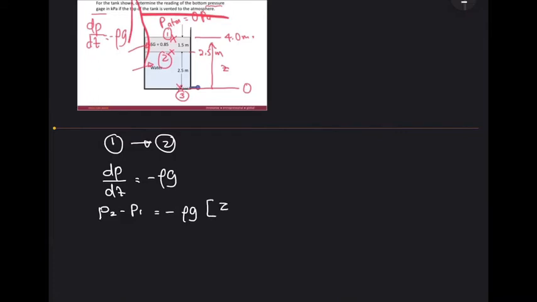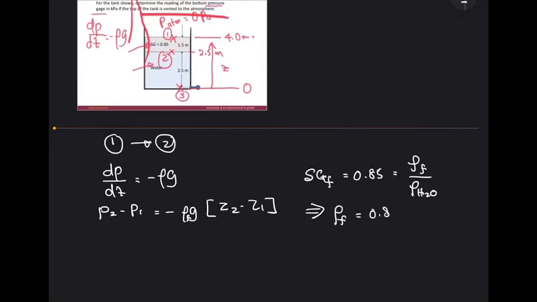And then you have your z2 minus z1, okay. And the fluid between 1 and 2 is not water, all right. So you need to change this rho here. This rho here is a rho of fluid, so we don't have the rho of the fluid in this case, but we know that the SG of that fluid is 0.85, which is equal to rho of the fluid divided by rho of the water, or you can write it as the rho of the fluid is equal to 0.85 rho of water.